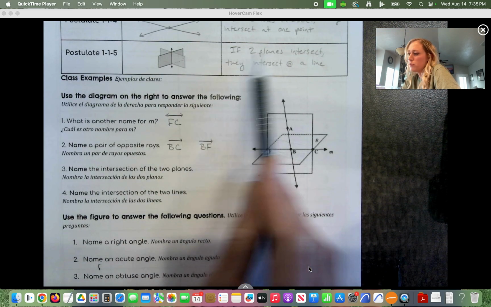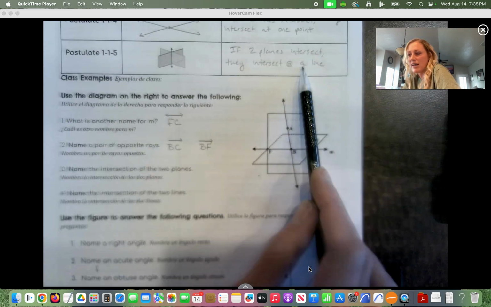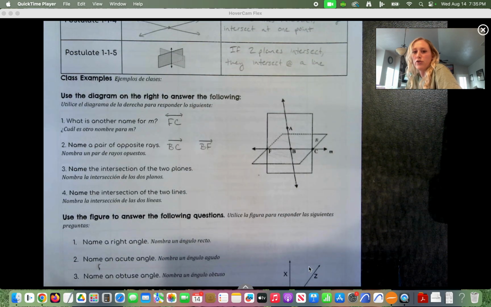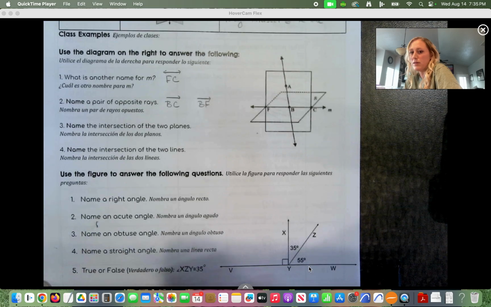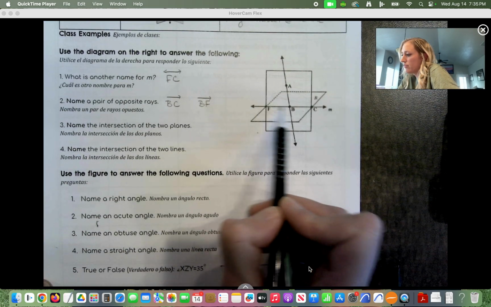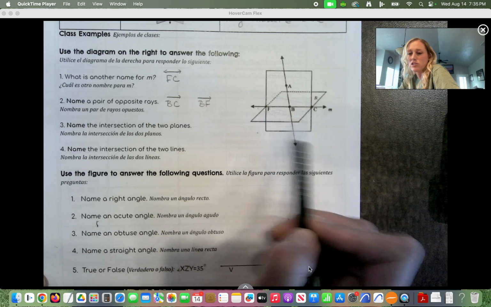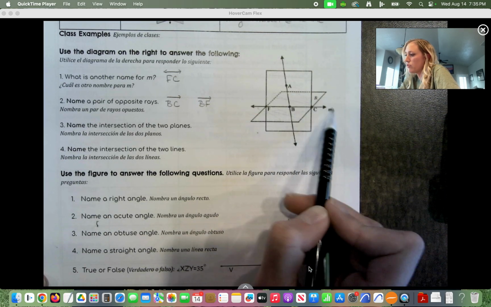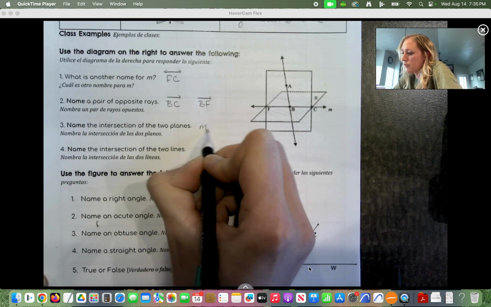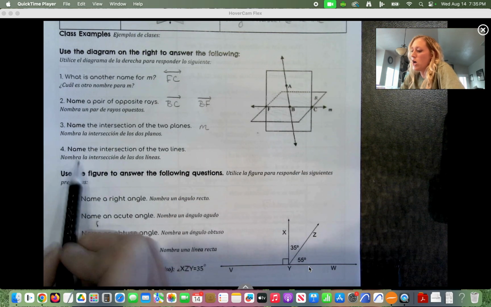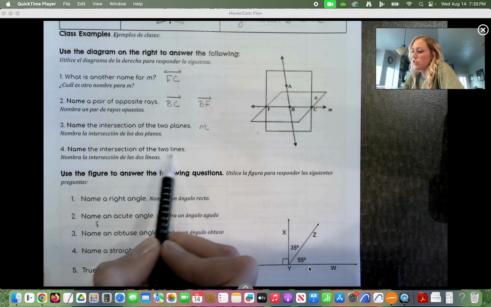It says if 2 planes intersect, they intersect at a line. And here's a picture showing that. Those 2 planes intersect, they form a line. So these 2 planes are intersecting along this line. And so remember, we can name it the same way we did number 1. I could pick 2 different letters on the line, or I can name it using that script letter m. So I'm going to do that. I like to put a little curl on it to show that it's script. Okay, name the intersection of 2 lines.